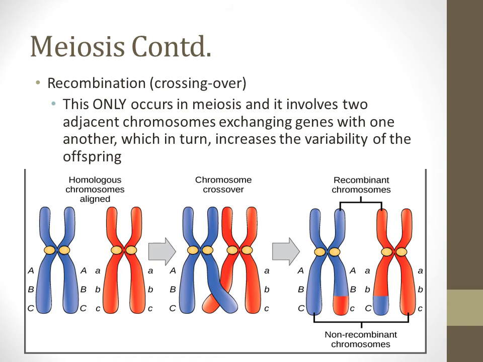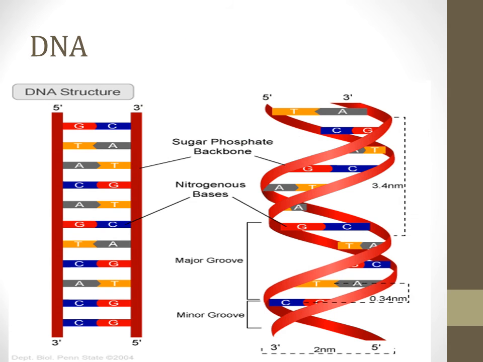As you can see here, you have your 2 homologs, and then these 2 chromosomes decided to cross over, and now this chromosome has a little bit of this one, and this one has a little bit of this one. So pretty simple if you're looking at it in these terms. However, keep in mind this is a very complex process.